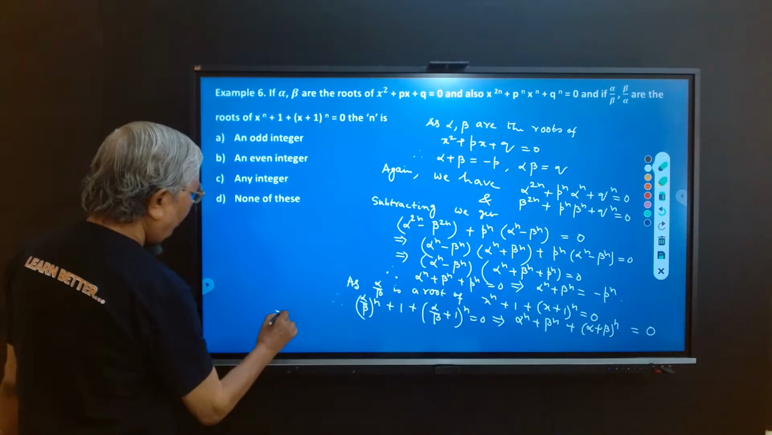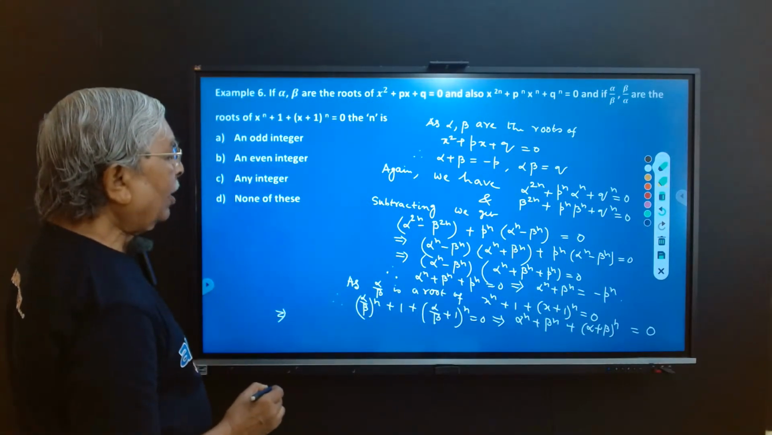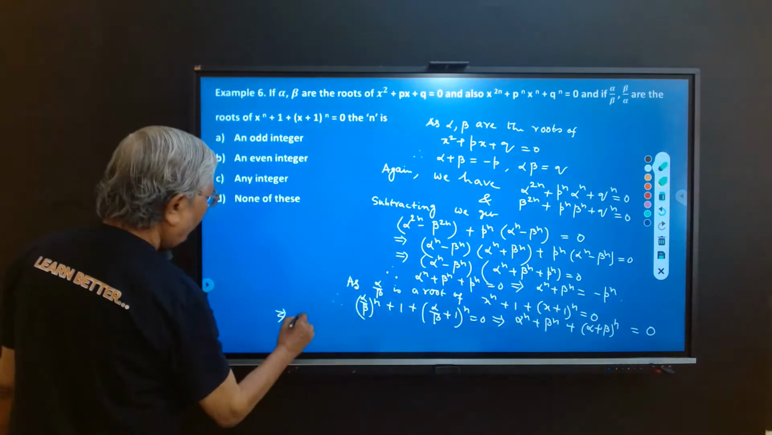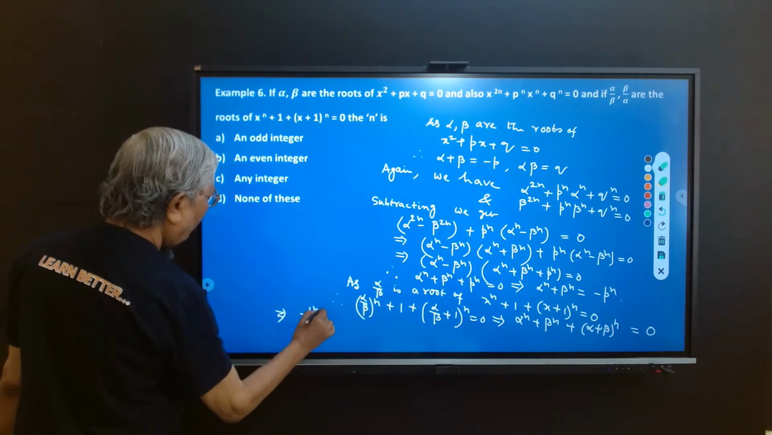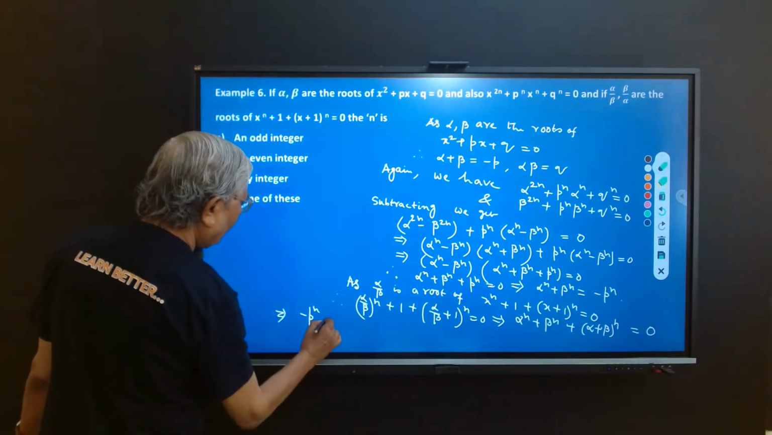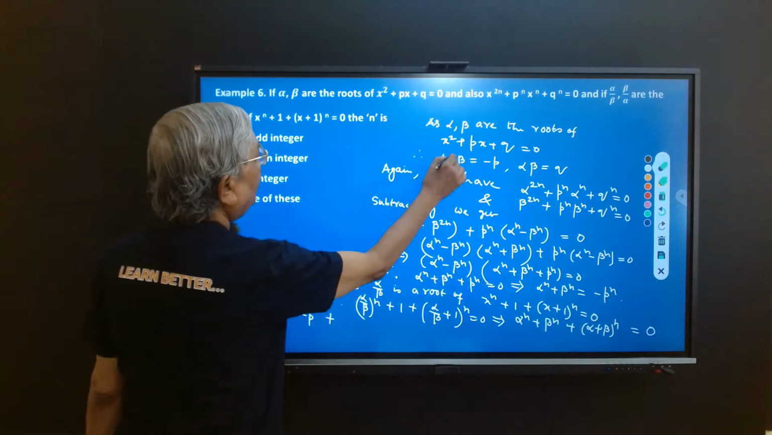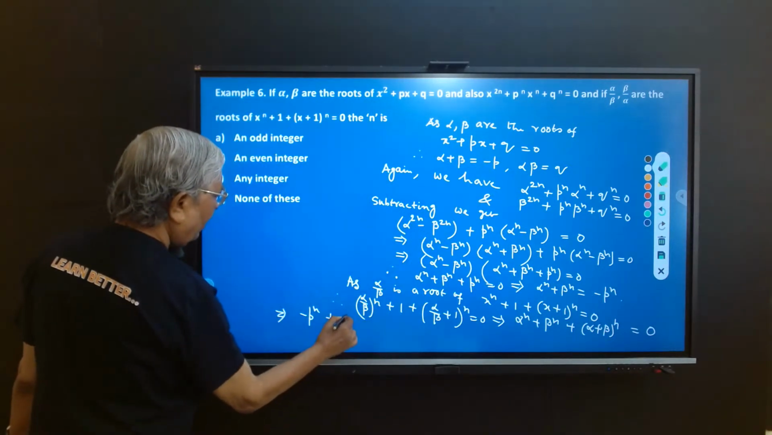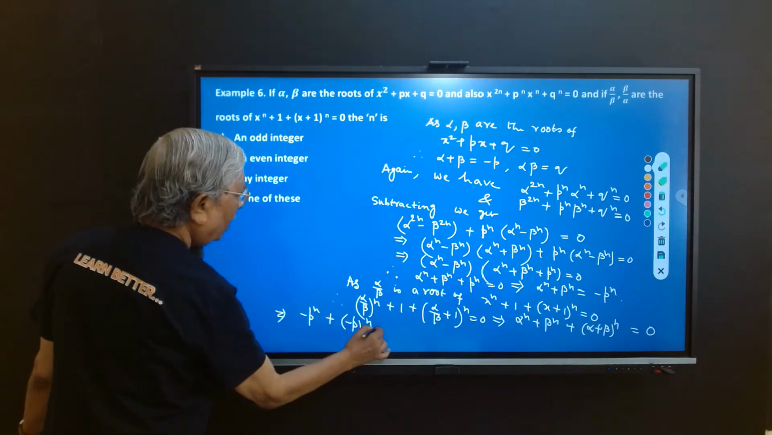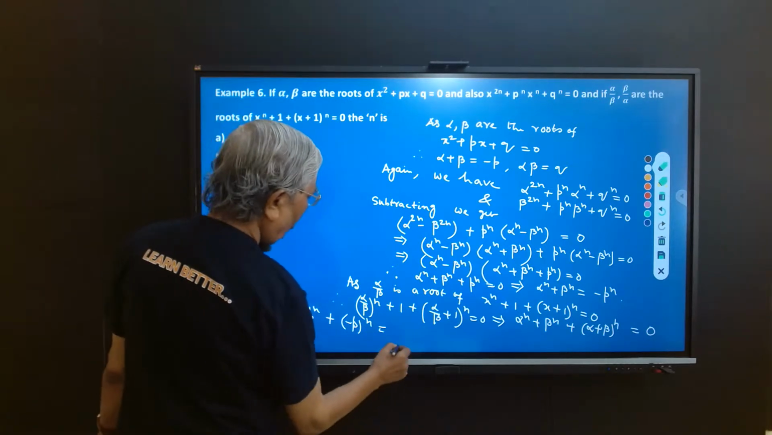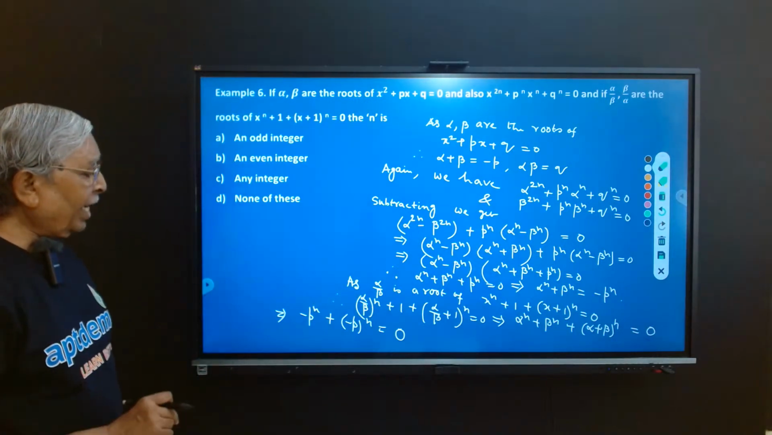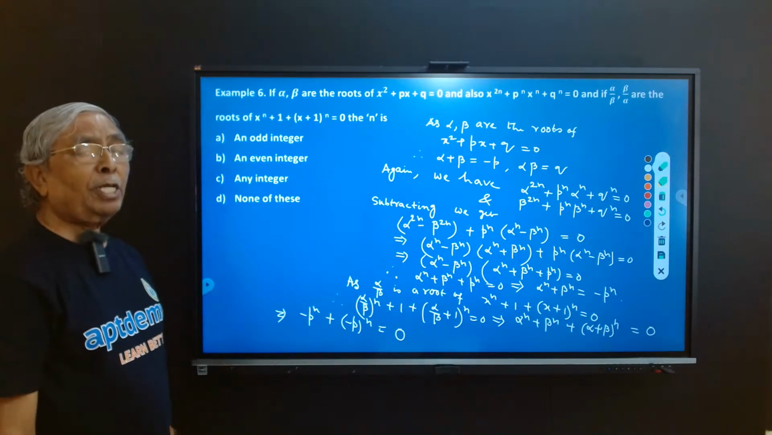This will imply alpha to the power n plus beta to the power n, what we have got is minus p to the power n, plus alpha plus beta whole to the power n. And what is given? Alpha plus beta is minus p. Put here minus p whole to the power n equals 0. When is this possible? Minus p to the power n plus minus p whole to the power n equals 0.